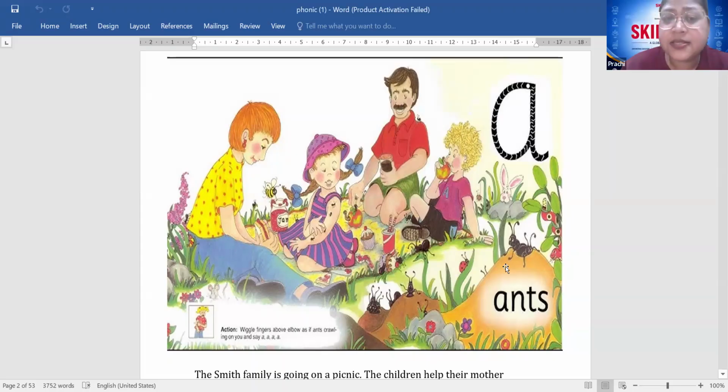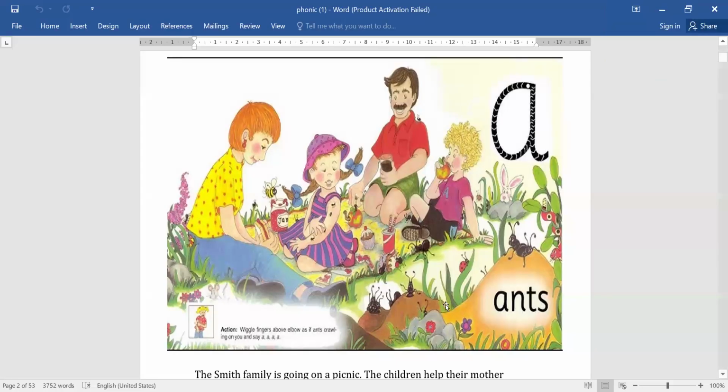What is the color of the ant? The color of the ant is dark or grayish, or we can also call it black. They will tell you black, right? Yes, sure, they will tell black.